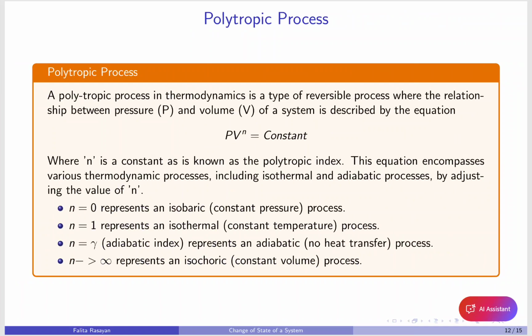So the value of n, if it has the prominent values of 0, 1, gamma and infinity, will represent respectively isobaric, isothermal, adiabatic and isochoric processes. Anything in between them will be an entirely different process. We are talking about ideal gas here, remember that.